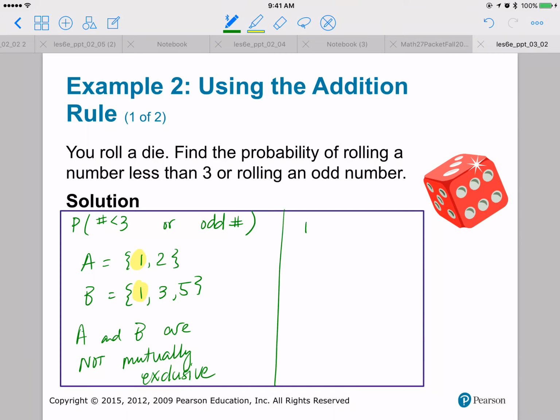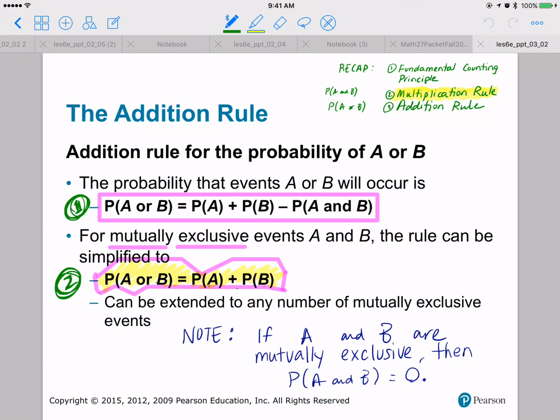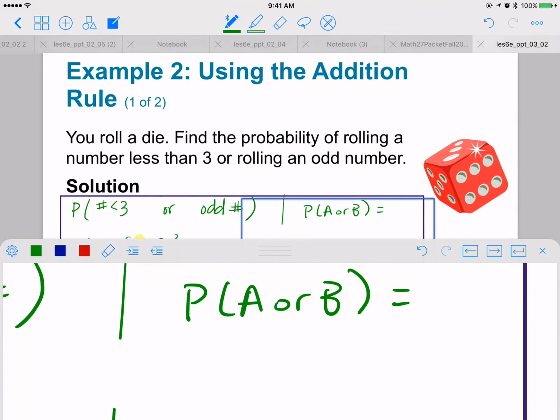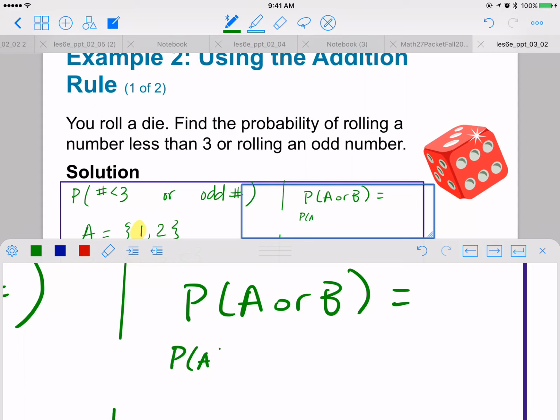So the formula we're going to use is probability of A or B equals probability of A. So let's go back and look. We have to use this formula right here because our events aren't mutually exclusive. So we'll have probability of A plus probability of B minus the probability of A and B. Okay.